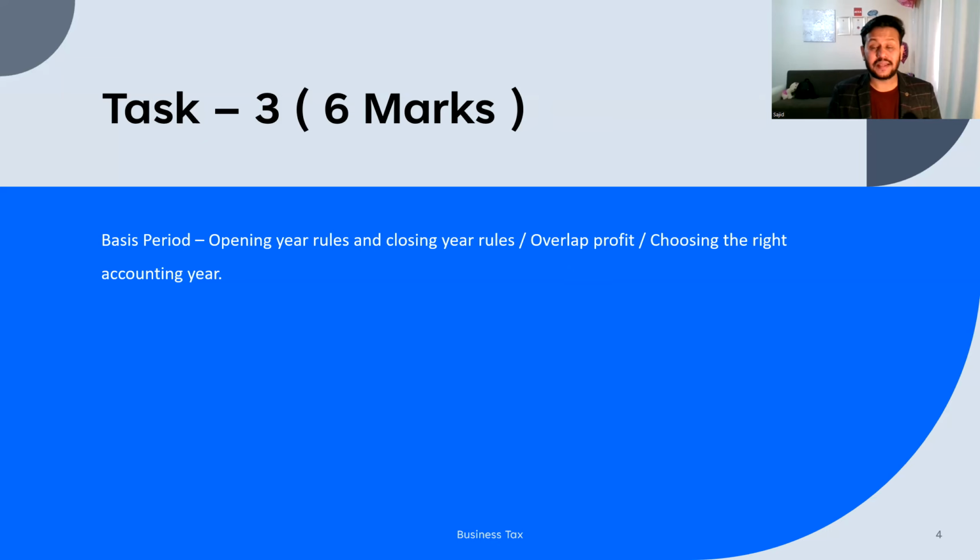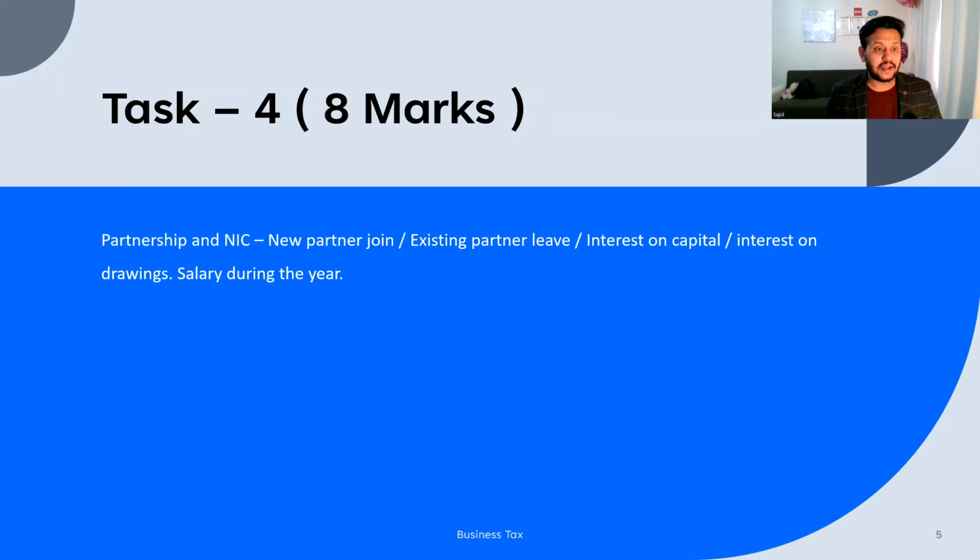And the 6 marks, if you know the answer, it's very easy. You will get these marks very quickly. But if you don't know, it could be very difficult for you. The next one we have here, task 4, that is partnership and national insurance contribution. From the partnership, we're looking at 8 marks. Question number 4 will be from the partnership.